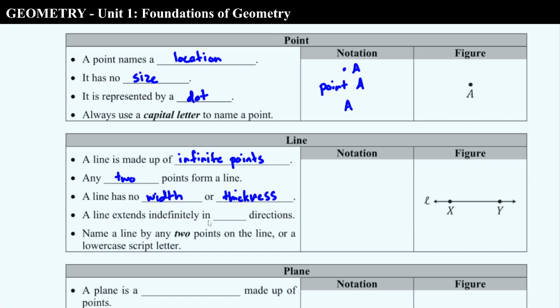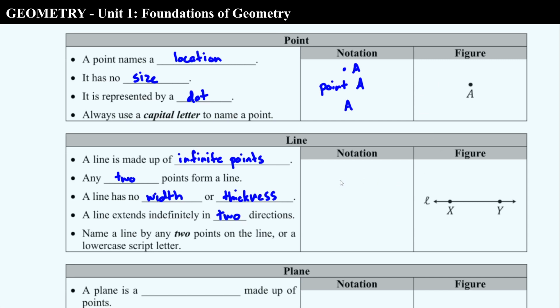A line extends indefinitely in 2 directions. Okay? Left and right, up or down, north east to south west. Okay, 2 directions for each line. You name a line by any 2 points on a line or using a lowercase script letter.